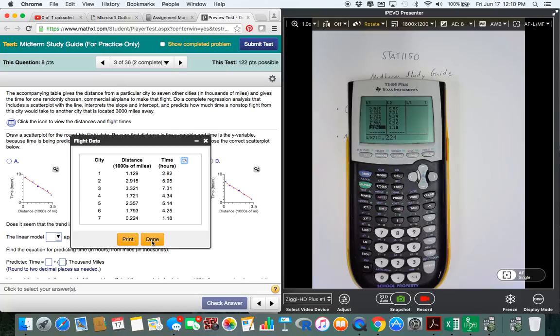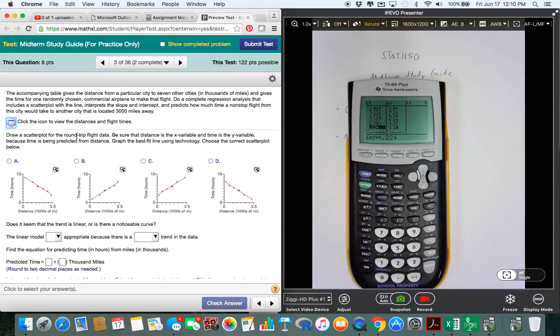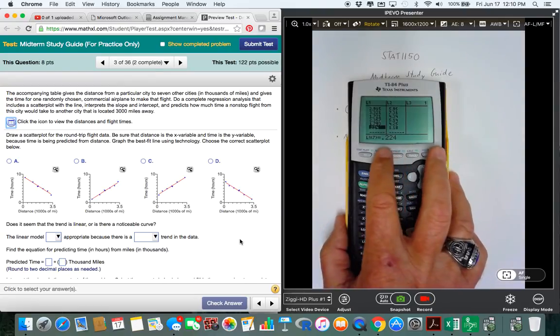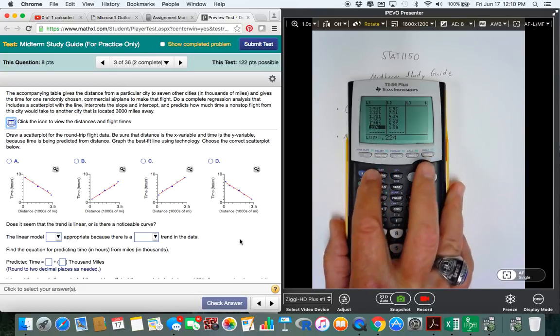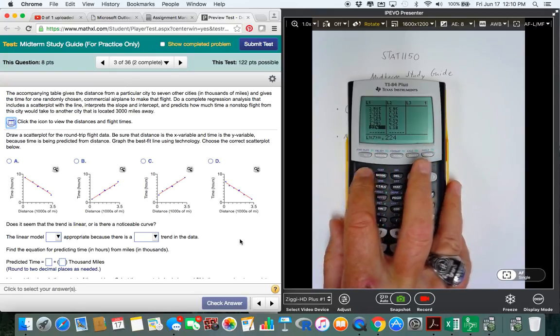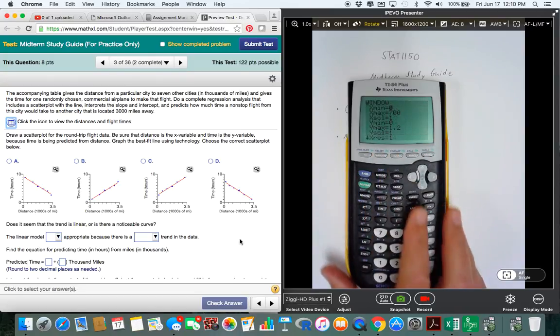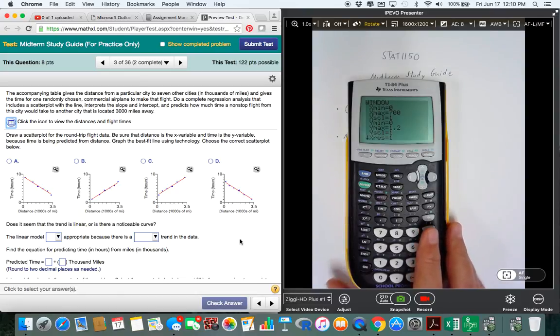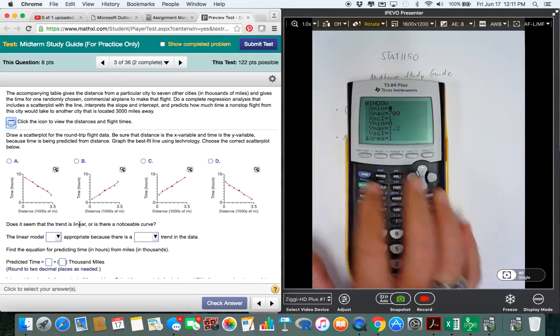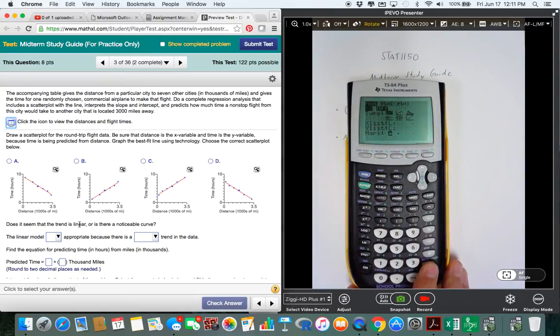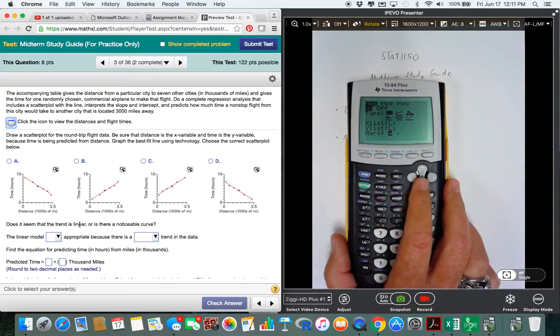So, guys, I'm done with this. Now draw a scatter plot and see what it looks like. What I would do here is go to Window, and look at my axis down here. It goes from 0 to 3.5. Let me back up here. Let's go into stat plot, turn this on, and do like I've taught you.